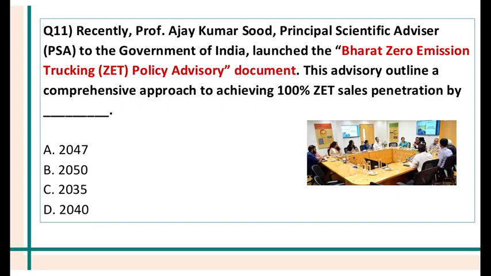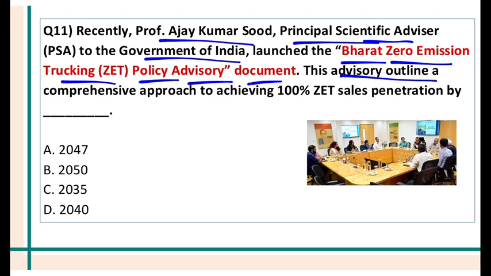Professor Ajay Kumar Sood, who is the Principal Scientific Advisor to the Government of India, launched Bharat Zero Emission Trucking Policy Advisory Document. The advisory outlines a comprehensive approach to achieve 100% zero emission trucking sales penetration by which year? So this is a very important question because the trucking market in India is increasing and the target is 2050.